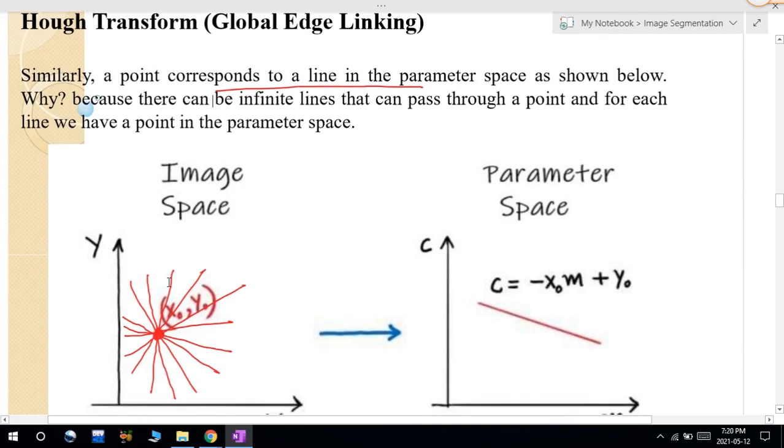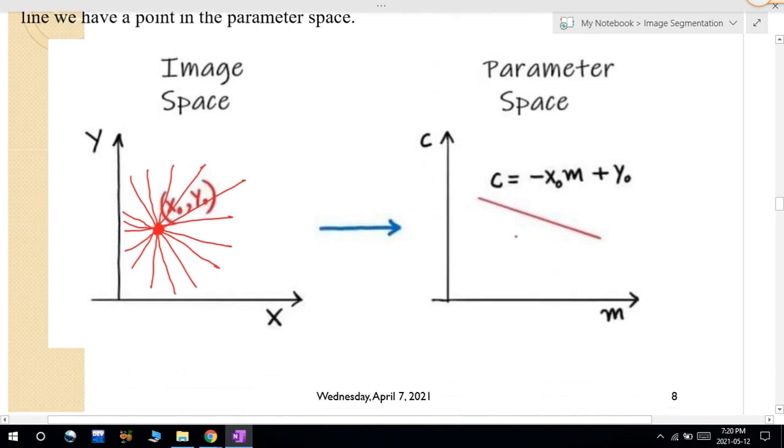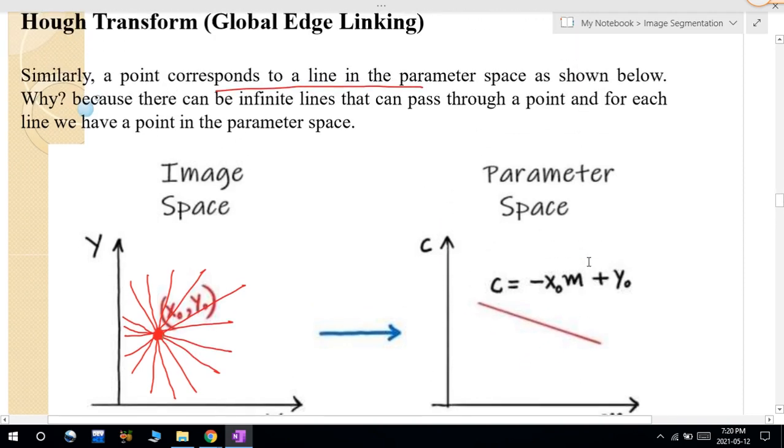In the same manner, if you reverse that, if you have this image space, in this image space I have one point. So for the same point, if I want to represent it in the parameter space, like this is your AB plane or MC plane (in some textbooks it may be the MC plane, in some textbooks the AB plane). So when I have one single point in the image space, for this single point I can have many number of lines. I can go through this point with many number of lines, so the point corresponds to a line in the parameter space.